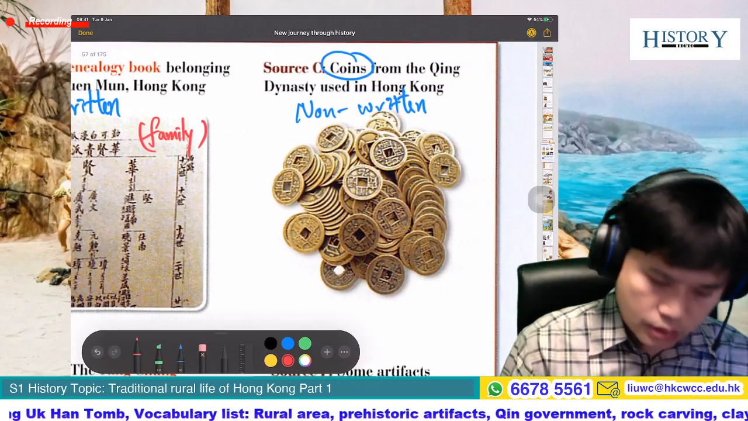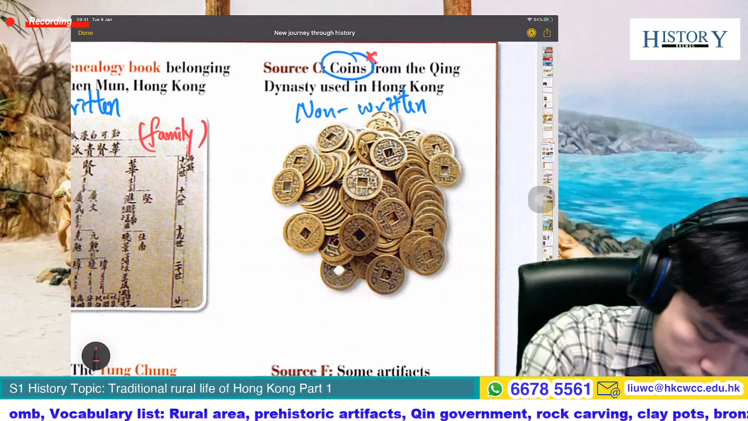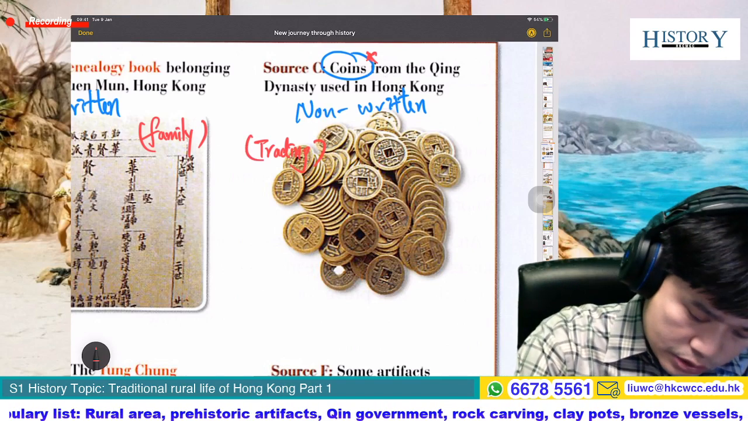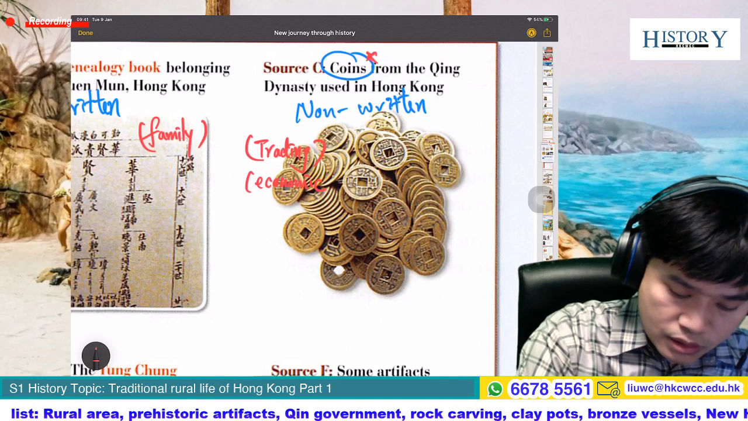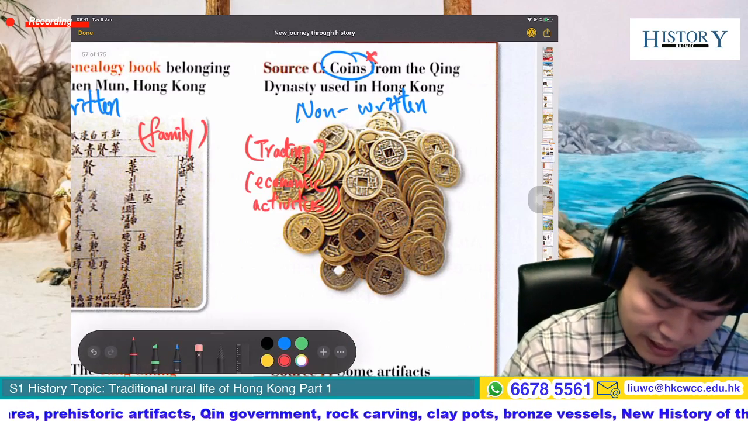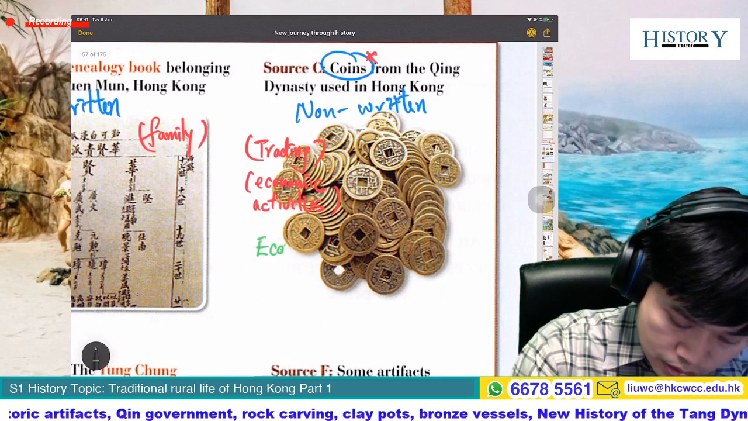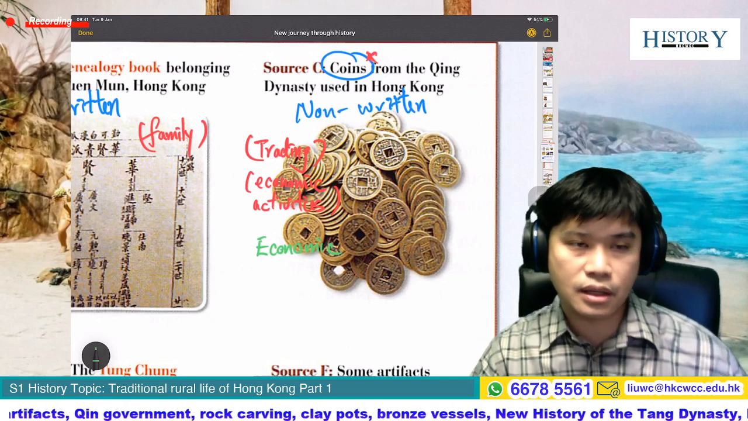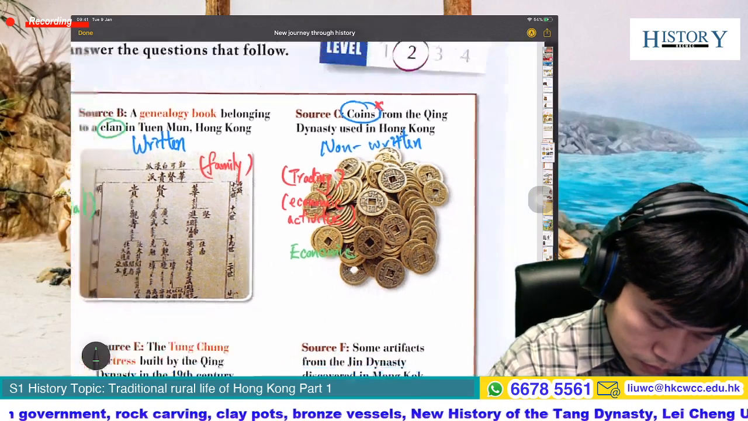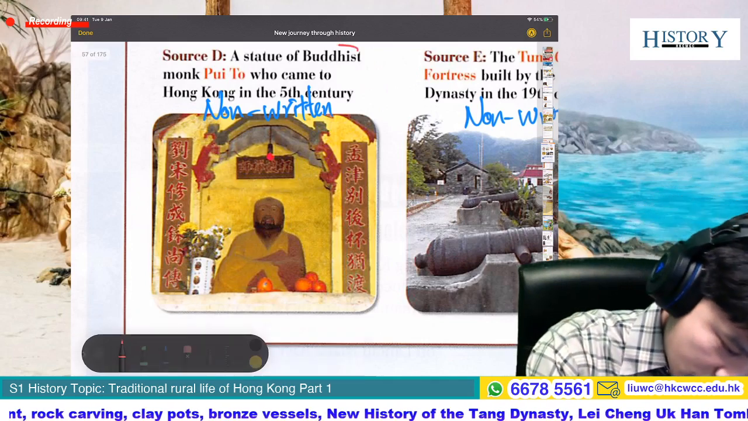Okay, then the third one. You can see some coins there. What would be the use of those coins? They would be used for trading, right? Trading would be related to economic activity, buying and selling. So for the aspect related to this source, we may say this is related to the economic aspect. 同經濟有關嘅啦.